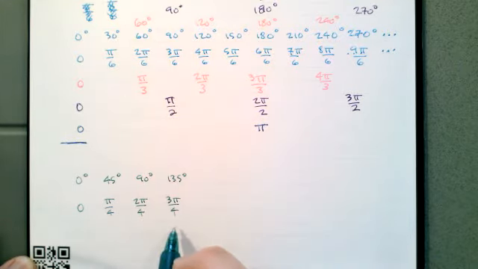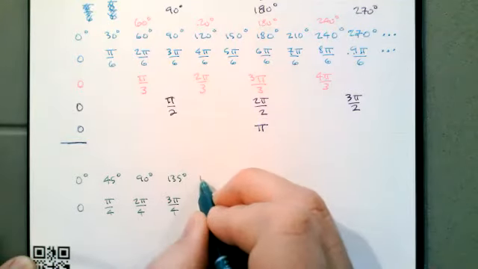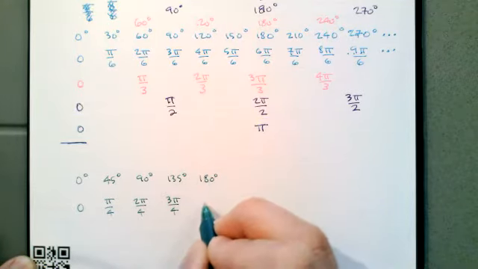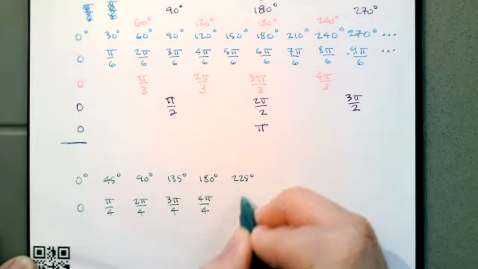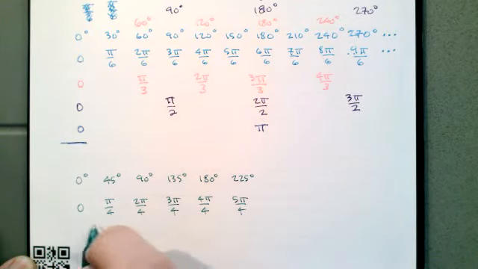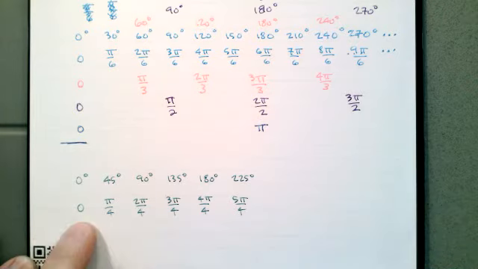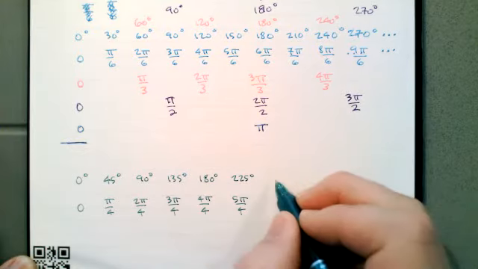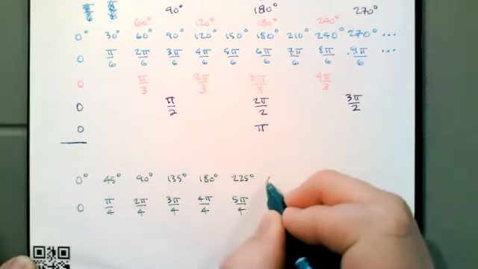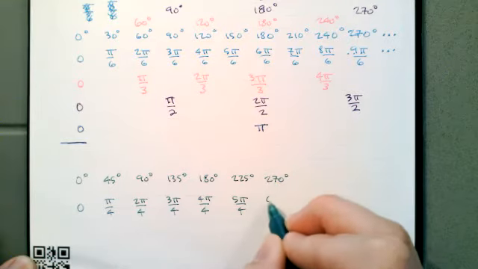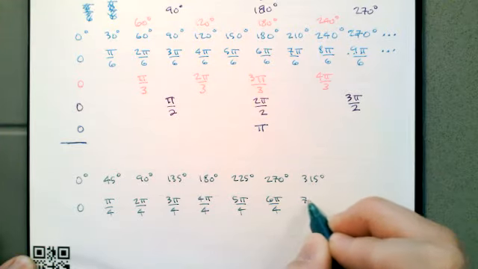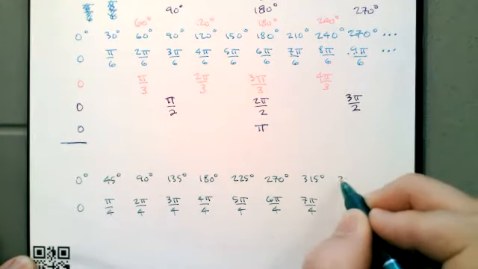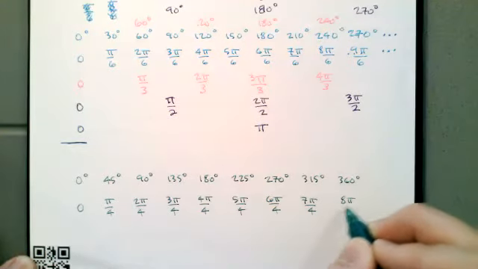This was a popular choice, by the way, in the discussion. 180 with the pi over 4s. 180 degrees is 4 pi over 4. 225 is 5 pi over 4. Notice we're just counting multiples of pi over 4. 0 pi over 4, 1 pi over 4, 2 pi over 4, 3 pi over 4, 4 pi over 4, 5 pi over 4, 6 pi over 4 is at 270. 315 is 7 pi over 4. And 360 is 8 pi over 4.